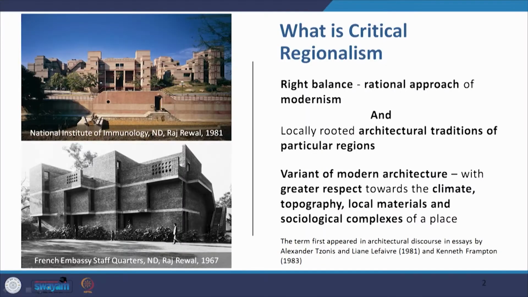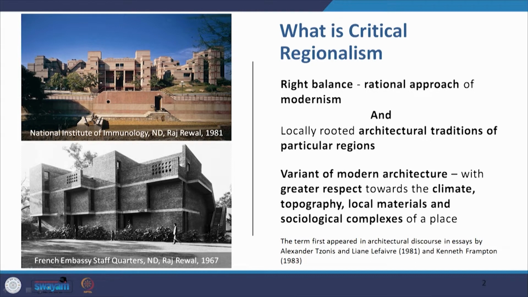So let us again come to the definition of what is critical regionalism: the right balance between the rational approach of modernism clubbed together with the locally rooted architectural tradition of a particular region. This could be any country, it could be Finland, Japan, Brazil, anywhere in South America, any part of the world, in our case our country. So it is a variant of modern architecture. It is not traditional architecture, it is modern architecture in a traditional idiom. It has got greater respect towards the climate, topography, local materials and sociological complexities of a particular place.